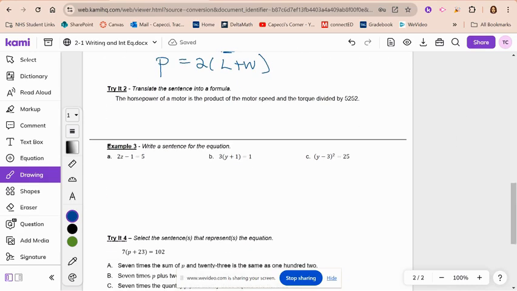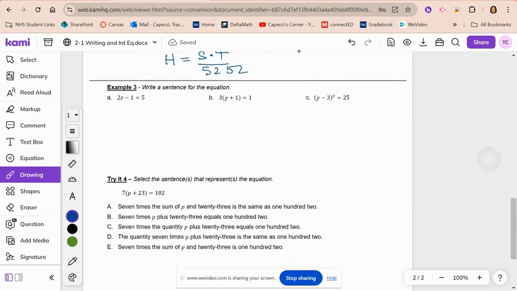Let's do another formula. The horsepower of a motor is, that word is means equal. So we're going to do horsepower of a motor is the product, which we know means to multiply, the motor speed and the torque. We're going to do that. So we're going to do speed times torque divided by 5,252.